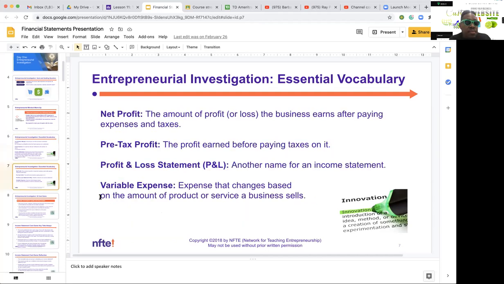Also, the income statement shows your net profit. This is important. These are key terms that an investor will want to know. What is your net profit? What's your profit and loss, also known as a P&L statement, similar to the income statement. Variable expense, expenses that change based on the amount of product, service, and business sales. We went over these earlier. Net profit, the amount of profit or loss the business earns after paying expenses and taxes.